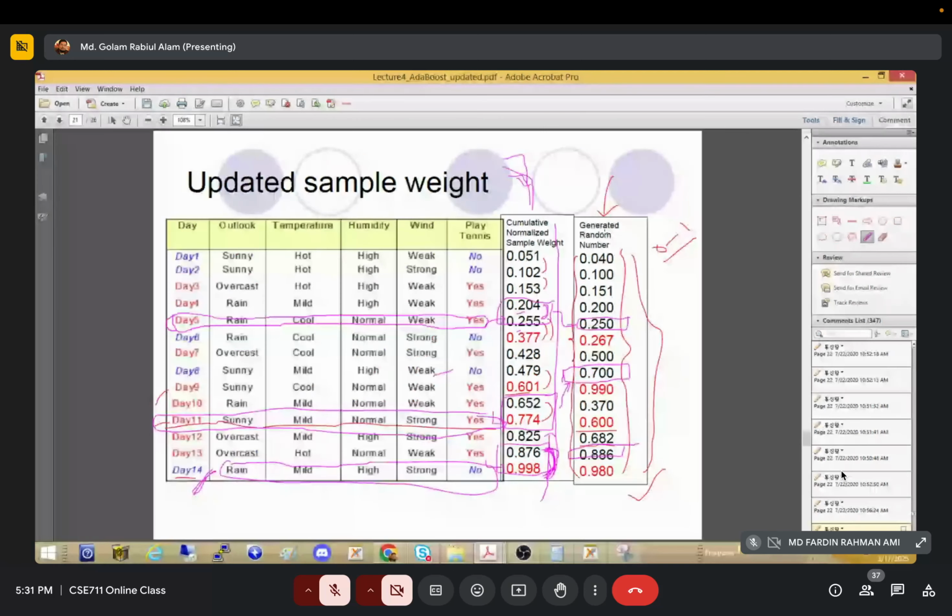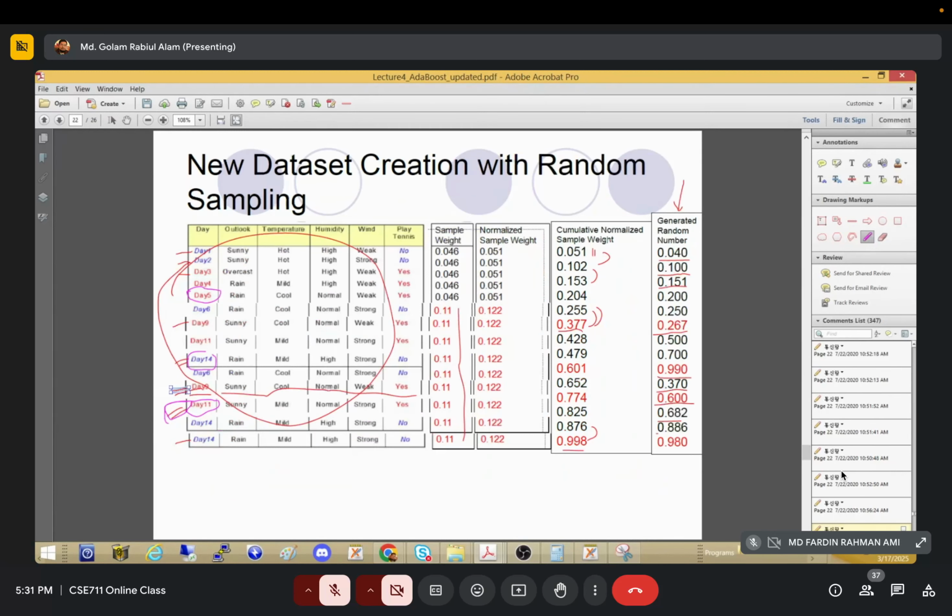In this way, for all the generated random numbers, we have to find the interval in our cumulative normalized sample weights, then select the upper bound, and then select the instance that belongs to that upper bound. And we have to copy that into our new dataset. So that means we will get the new dataset like this. This is our new dataset.